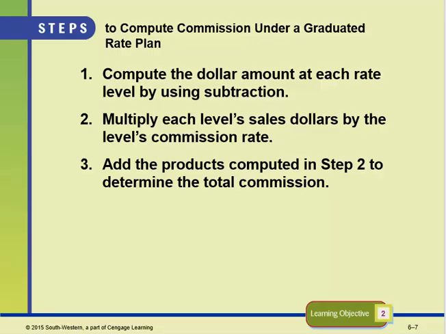Next, we have a graduated commission plan. A graduated commission plan means that the rate changes as sales go up. To figure it out, you first break the sales into each rate level by subtracting, then multiply each part by its matching rate, and finally add them all together to get the total commission.